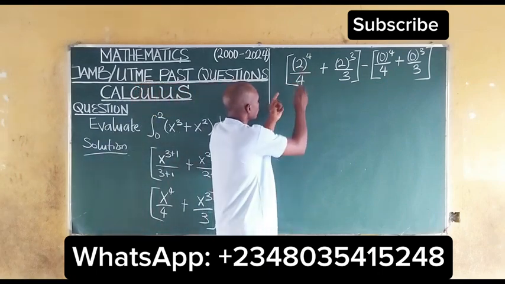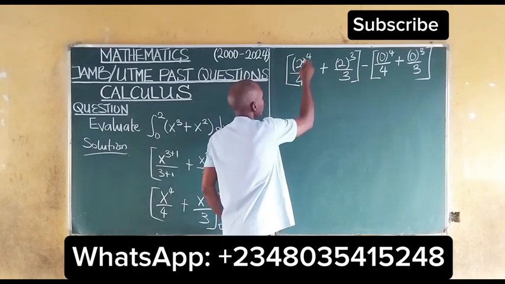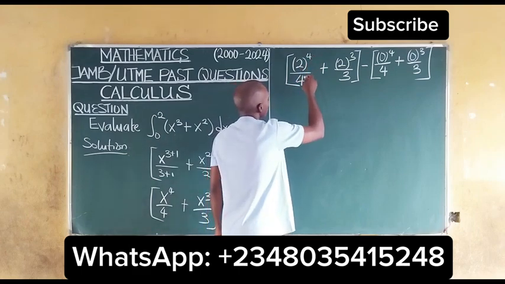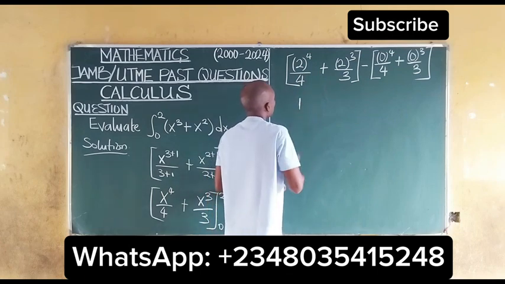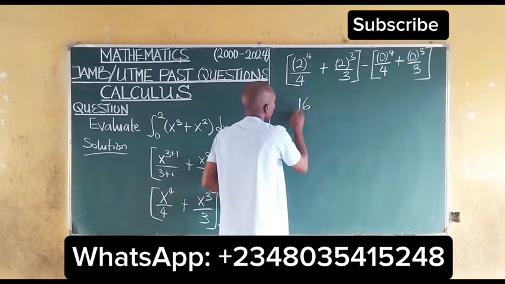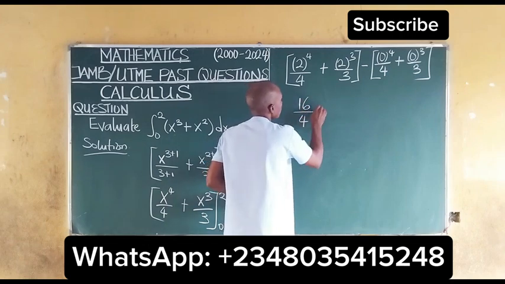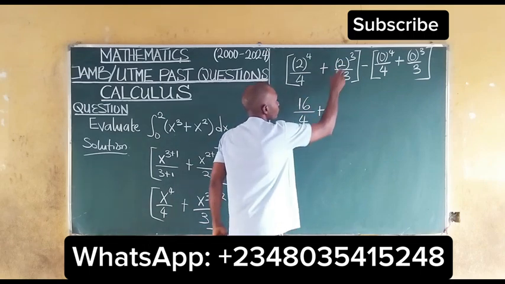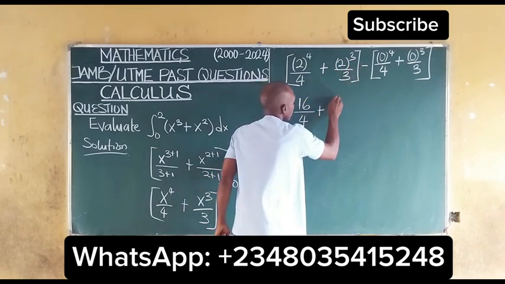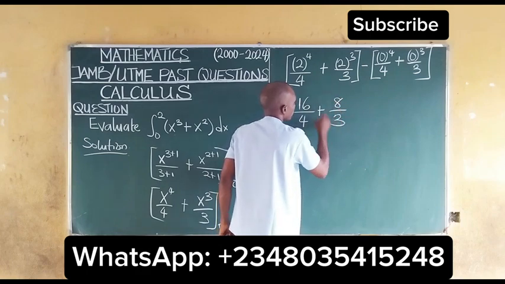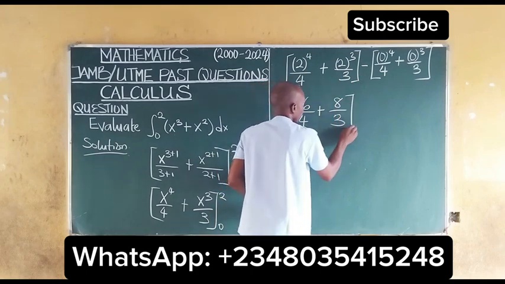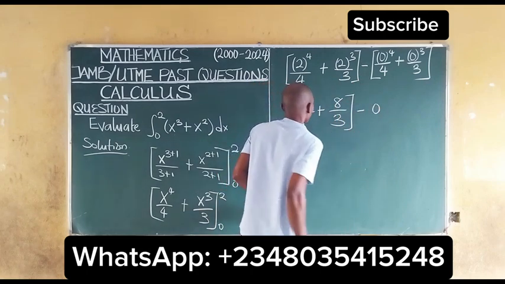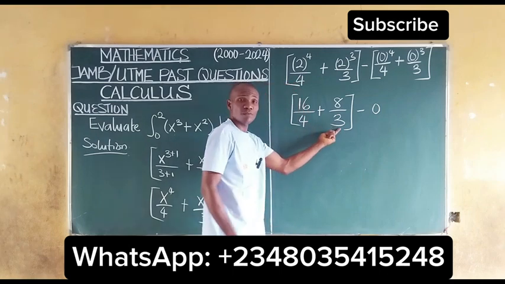So the next thing to do is to do the arithmetic. 2 raised to the power of 4 is 16 all over 4, plus 2 raised to the power of 3, 8 all over 3. Of course, this is 0 minus 0.